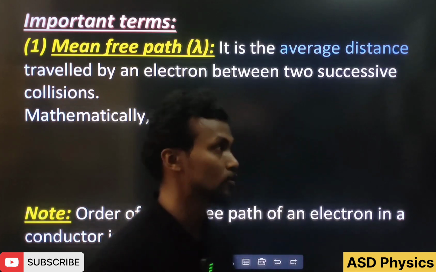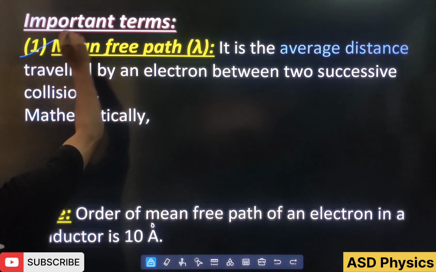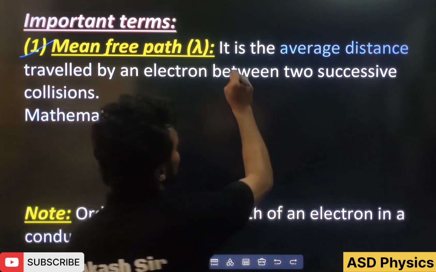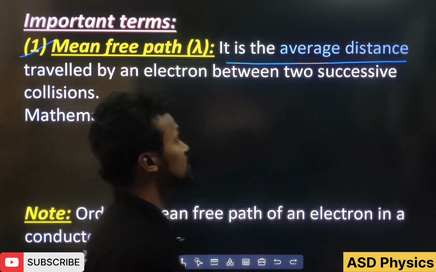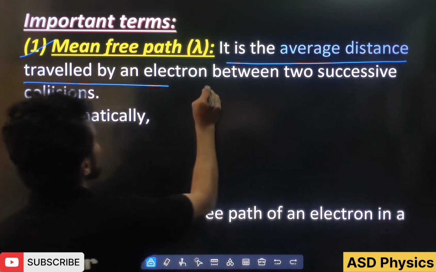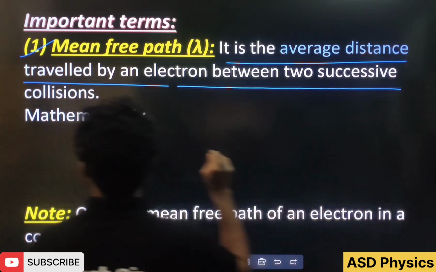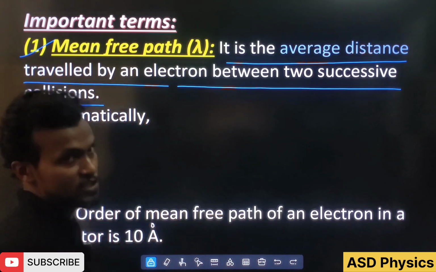After that, students, we have done the derivation of the drift velocity, important for the 3 marks in board exam. Very important. Okay. Now you see mean free path. So what is the mean free path? See, it is the average distance traveled by an electron between 2 successive collisions.